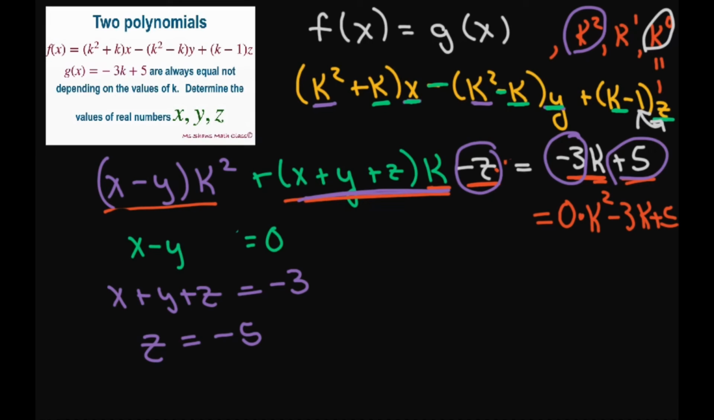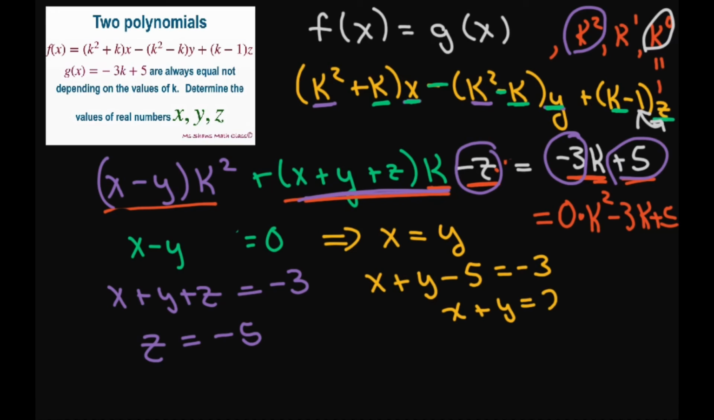So basically, all we have to do is use substitution. We already have z is negative 5, so substituting negative 5 back in. We also have that x equals y. So we get x plus y minus 5 equals negative 3. So x plus y equals 2.